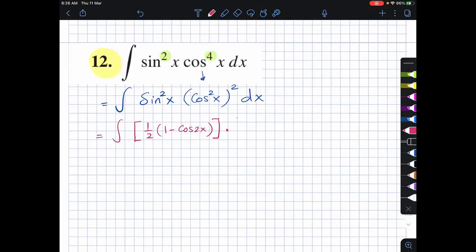Okay, cosine squared x is half into 1 plus cosine 2x. So we can take 1 over 8 outside. But this one is all squared. Squared, yes. We can take only 1 over 8 outside.